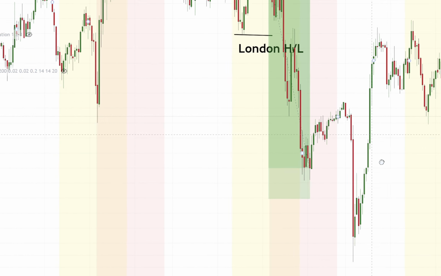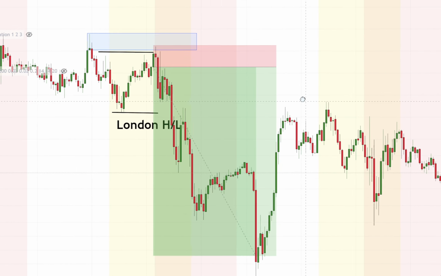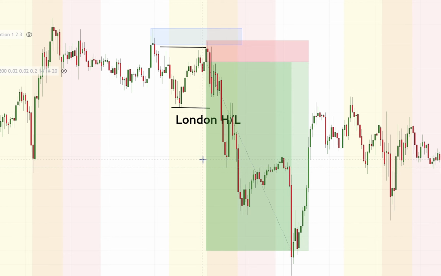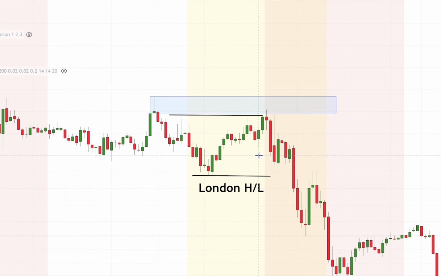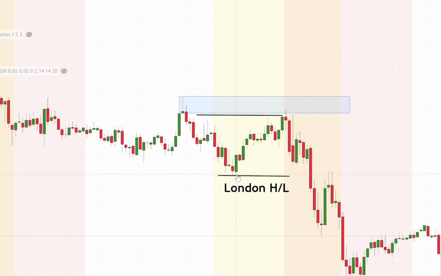See, with this strategy, you can catch some insane risk to rewards and also leave some insane runners if you're trading your own personal account or you're trading a prop firm that allows you to leave runners. The strategy is actually a killer for leaving runners and catching high risk to reward trades. The main thing I want you guys to remember though is that you can trade either London or New York depending on what time zone you are in, or you can trade both.